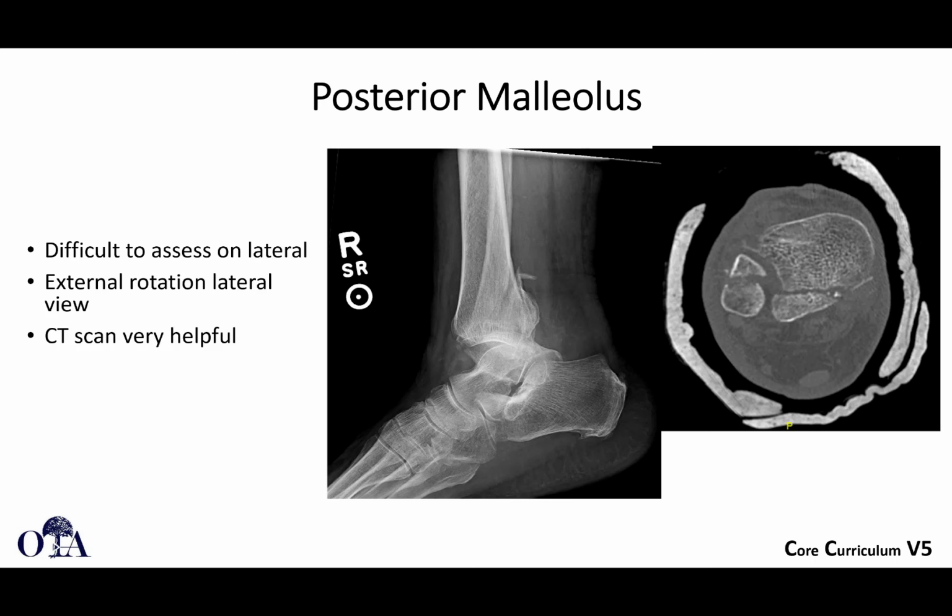It's a little hard to see on the lateral, right? You have the fibula overlapping. An external rotation lateral view sometimes can help. CT scans can definitely be helpful here. And we talked a lot about in the last video how CT scans might really be needed if you want to fully understand a posterior malleolus fracture pattern.